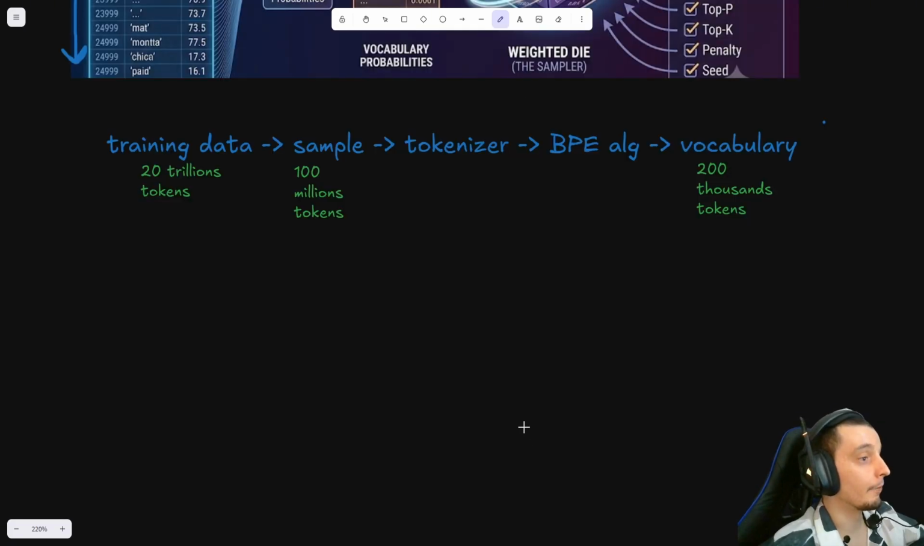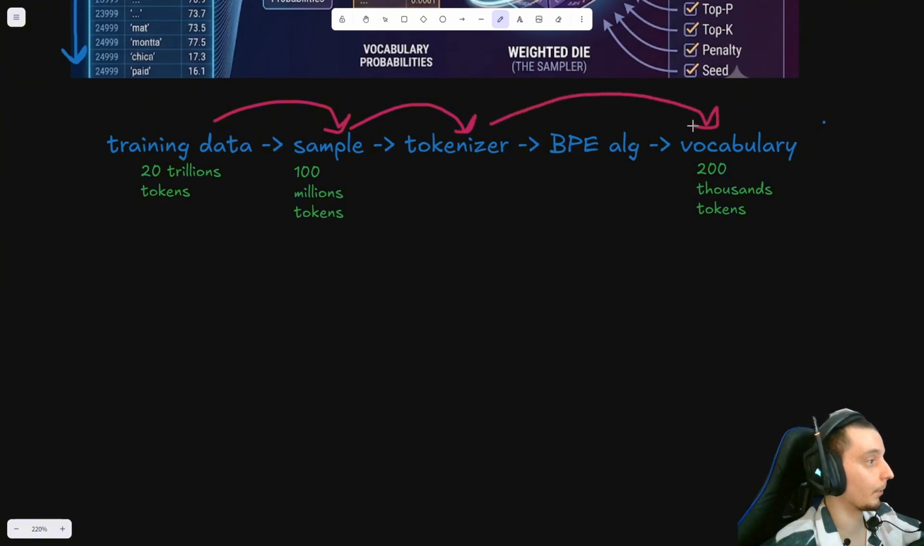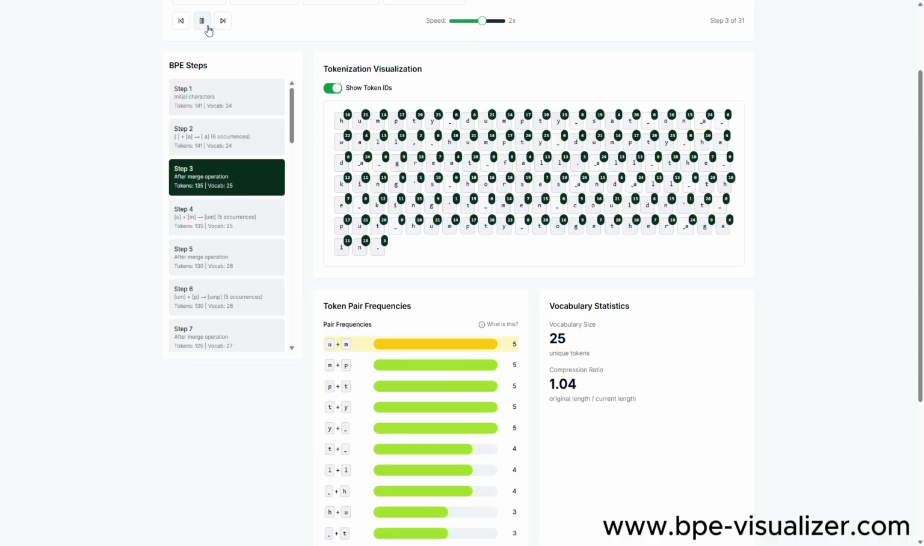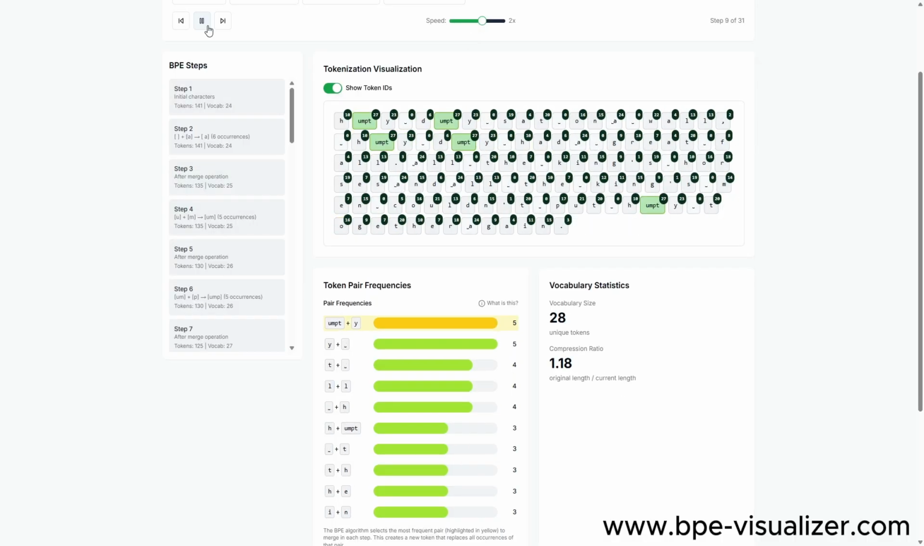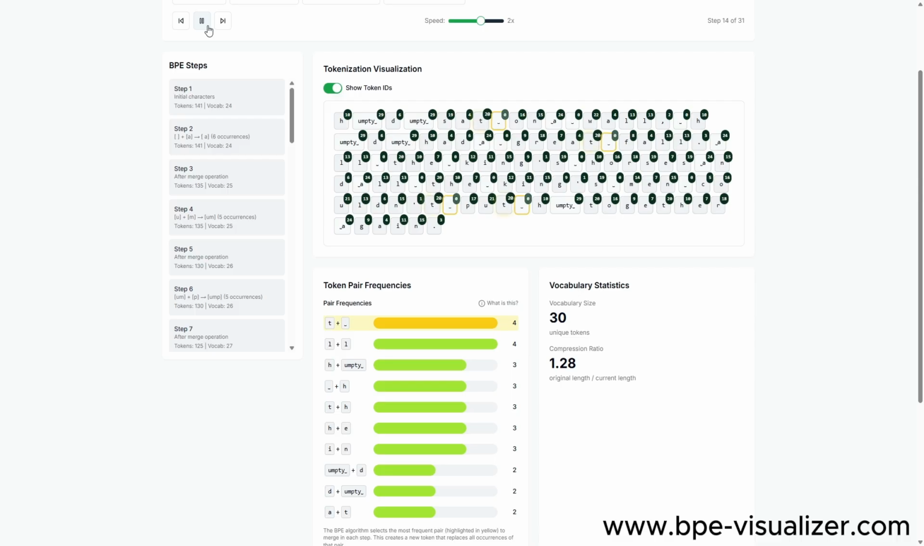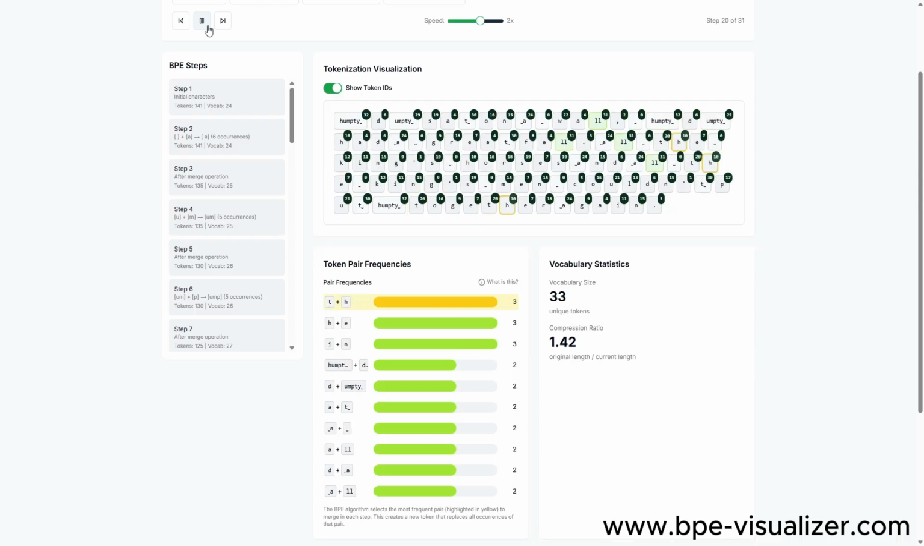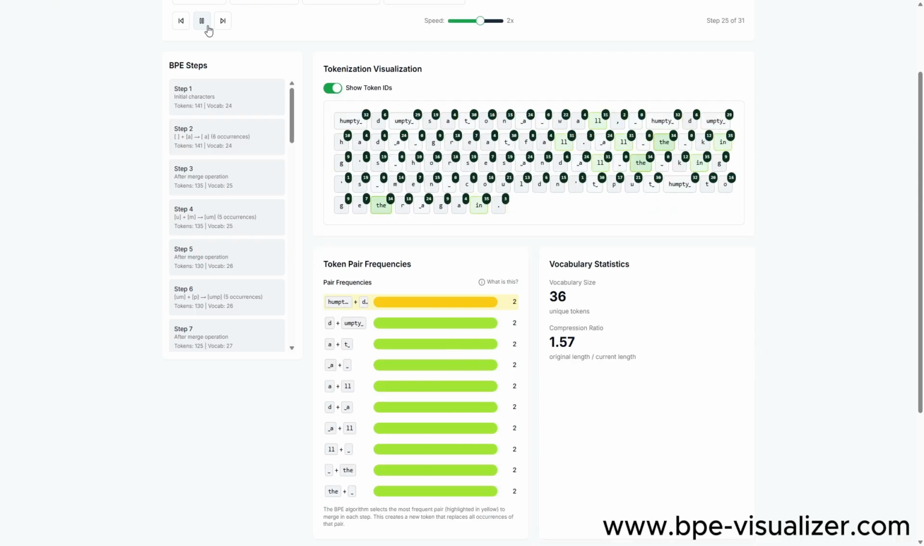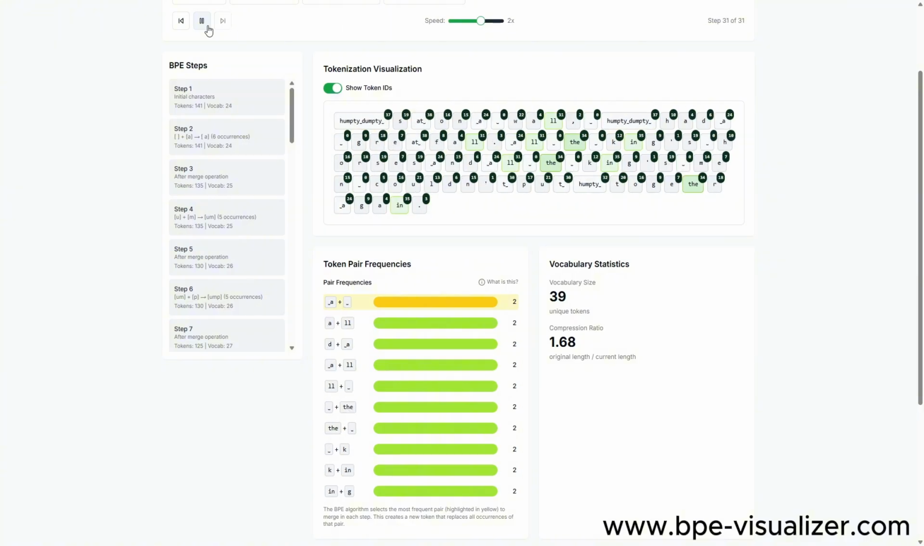And that is why the vocabulary is built before the main training. A sample of the training data is passed into the tokenizer, which then builds the vocabulary. Now, there are many different algorithms for this, but the famous one is byte pair encoding. It is used, for example, in GPT models, and it repeatedly merges the most frequent pairs of tokens into new tokens.